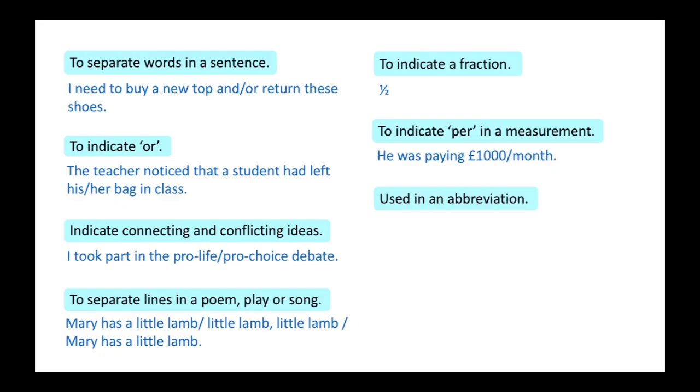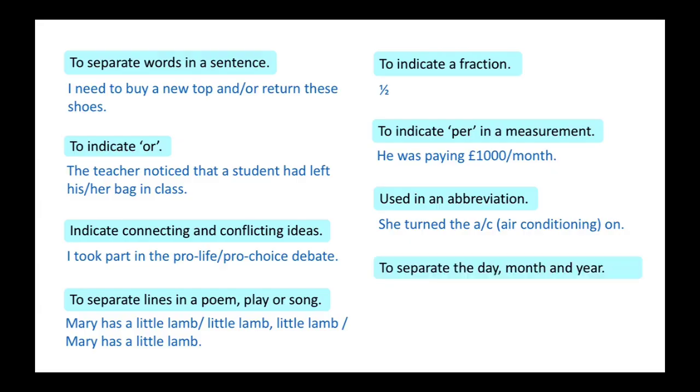A slash used in an abbreviation is, she turned the A/C on. A/C is the abbreviation for air conditioning. An example of the slash used to separate the day, month and year is 13/5/2019. So this is generally how we write the date, and the slash is used to separate out the day, month and year.